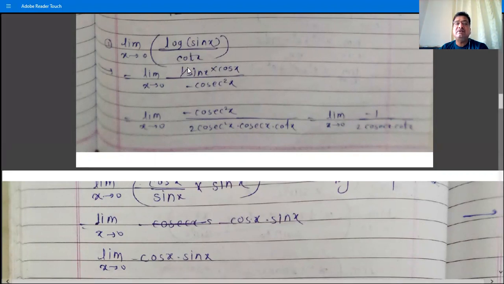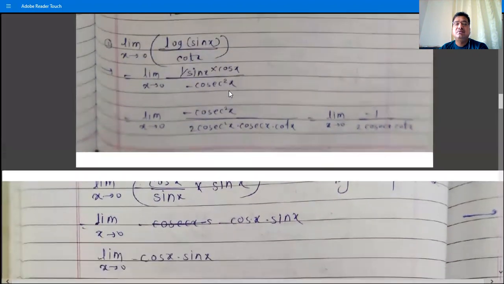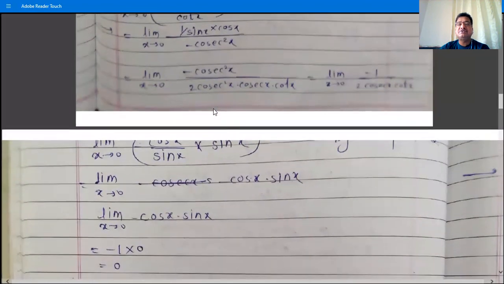So log sin x derivative is 1 by sin x into cos x, and cot x derivative is minus cosec square x. So we have cos x divided by sin x, means cot x, and its derivative is minus cosec square x. Again apply L'Hospital rule, because we have again 0 by 0 form. Cos x by sin x means cot x, its derivative is minus cosec square x, and derivative of minus cosec square x is what?